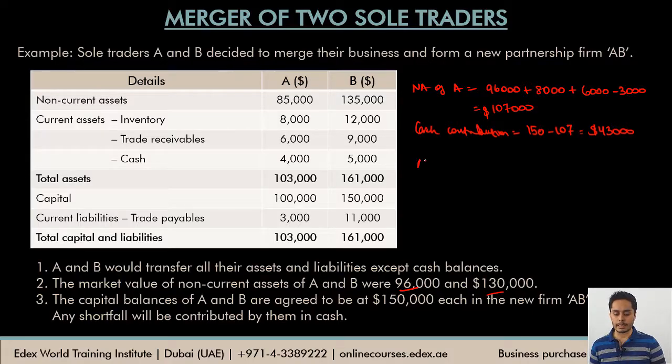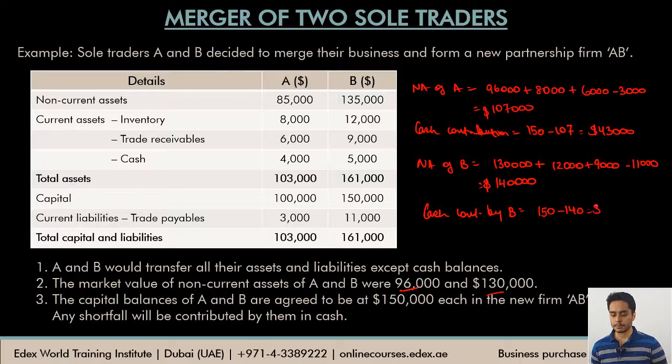In the same way, we would also calculate the net assets of B. The value of net assets of B would be non-current assets 130,000 plus inventory of 12,000 plus trade receivables of 9,000 and minus 11,000 for trade payables. So 140,000. Again, capital of B has to be 150,000 in the new firm. So cash contributed by B will be the difference, 150 minus 140, 10,000. So 10,000 would be contributed by B in cash and 43,000 would be contributed by A in cash.